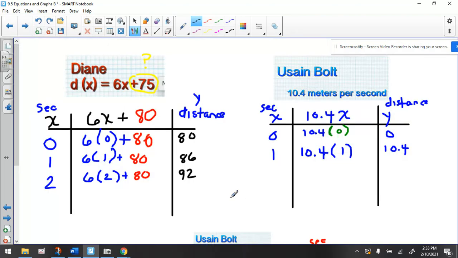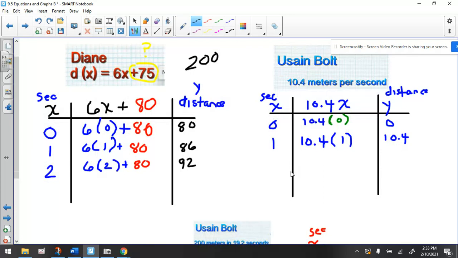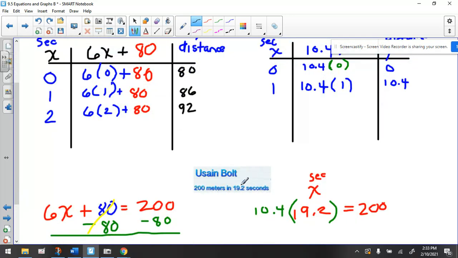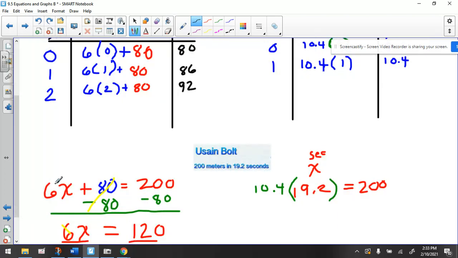So let's take a look at the number 80 as an example. Now we could finish the table, and if we insert in the place of X the number of seconds, we can just keep going and figure out, obviously the race is 200 meters long. We already know that Usain can run 200 meters in 19.2 seconds because she mentions that in the video. Now, what if we just solve the equation 6x + 80 = 200? Let's see how many seconds it would take Diane to finish that race.